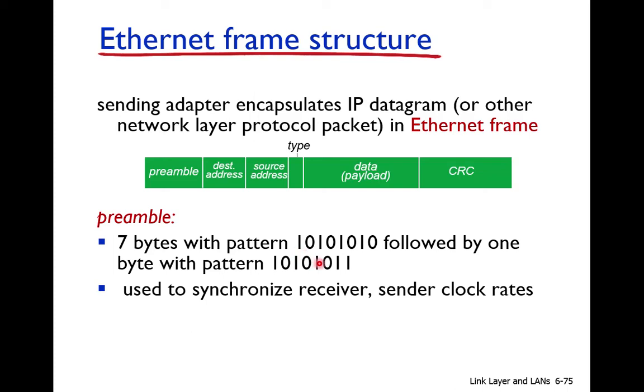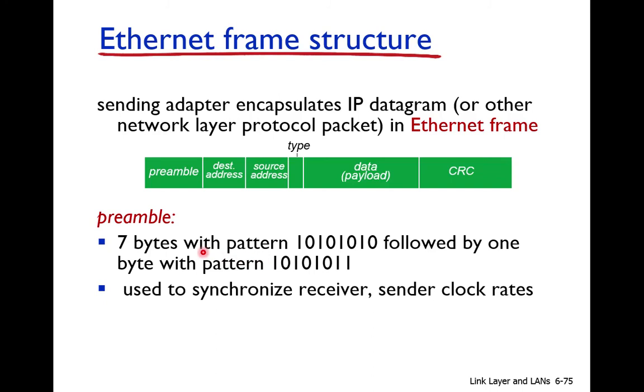This is a fixed pattern. So this preamble is 8 bytes. It is how much? It is 8 bytes. Each of the 7 bytes contains the data 10101010, and the 8th byte's data is 10101011. So this is fixed length. Okay, and why is it used? It is basically used to synchronize the receiver and sender clock rates.